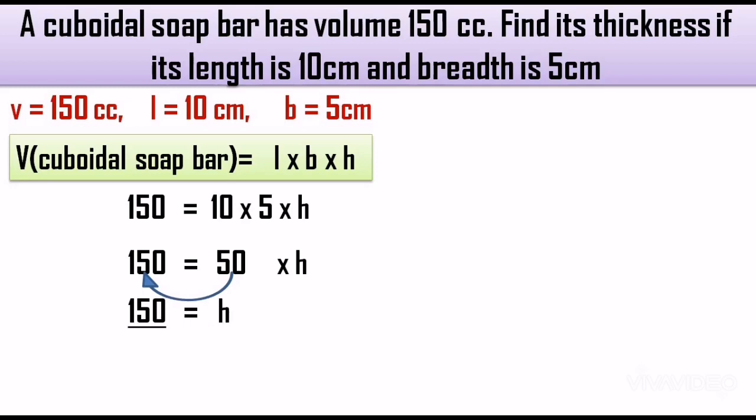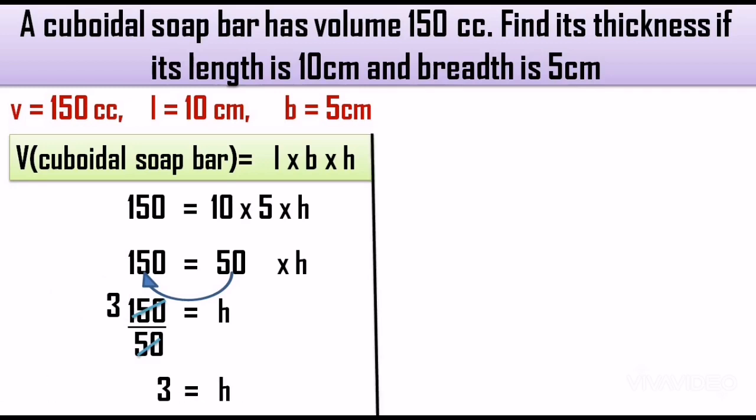equals to h, that is the remaining part of the equation will be written as it is, and that 50 will be written in the division or in the denominator with 150. So we get 150 divided by 50. We know that in 50's table we get 150, right? So the moment you carry out the cancellation, we get the answer 3, correct? Because 50 3s are 150.